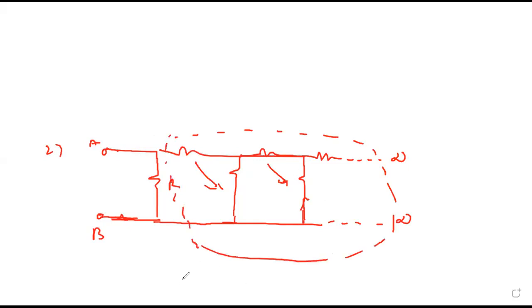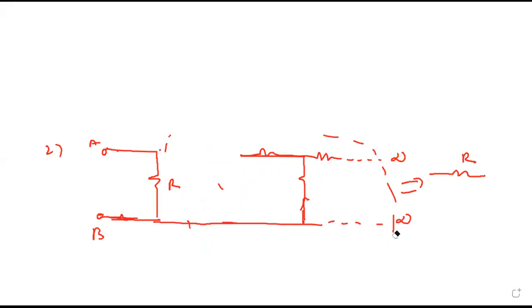So this combination will behave like R. This chain is repeating. Sorry, I made a mistake, this chain is repeating, right? Again, look carefully at the repeating chain. Here is R, then this is R R R R, and this. That means these chains are repeating, see, correct?